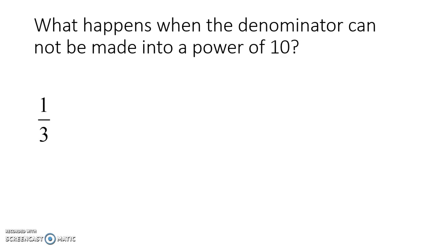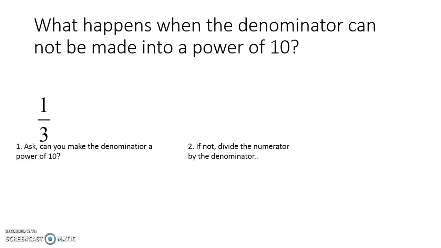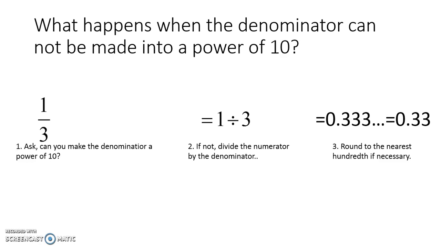Let's try another. 1/3. I start by asking myself, can I make the denominator a power of 10? If not, I'm going to divide the numerator by the denominator. And in this case, I can't. So I'm going to do 1 divided by 3. Then I'm going to round to the nearest hundredth if necessary. And when I look at my calculator, I get 0.333333333, which can be rounded to the nearest hundredths place. Now, since this 3 is less than 5, it makes the digit in my hundredths place stay the same. So I get 33 hundredths.